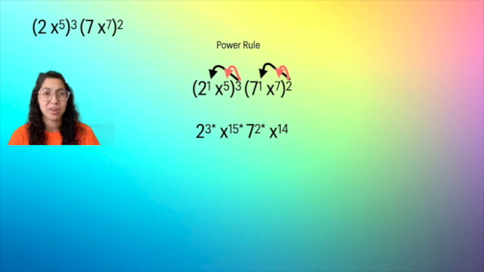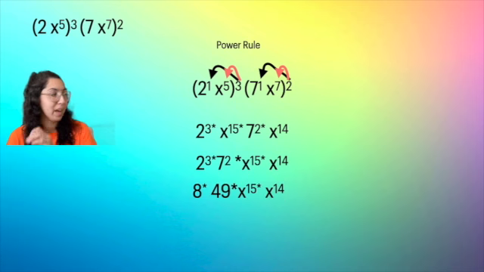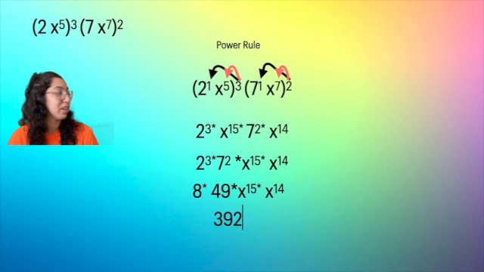Next, I'm gonna go ahead and reorder this to use product rules. So I'm gonna put my coefficients together and my x's together. So 2 to the 3rd, 7 to the 2nd, x to the 15th, x to the 14th. Let's go ahead and expand that. So 8 times 49, x to the 15th, x to the 14th. So 8 times 49 gives us 392 and x to the 29th power. And that's pretty much it.